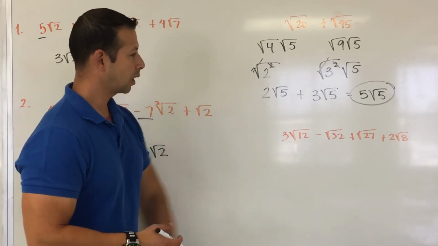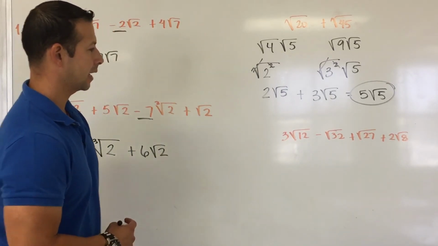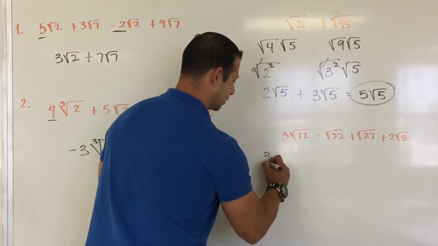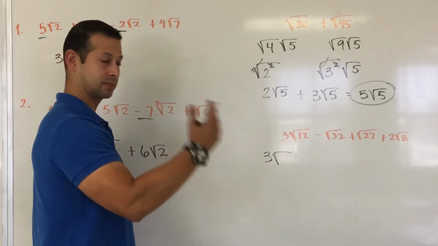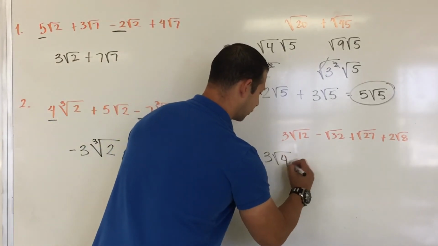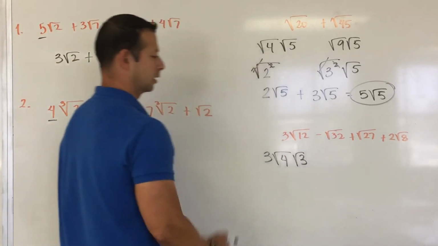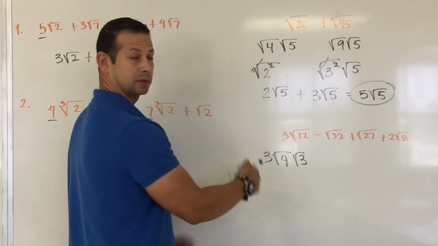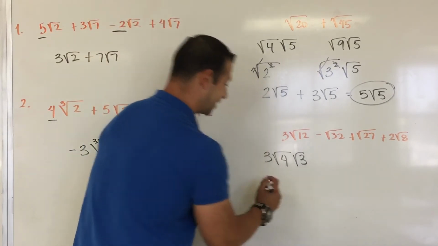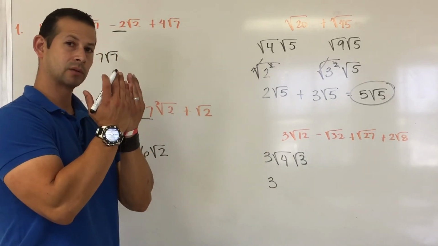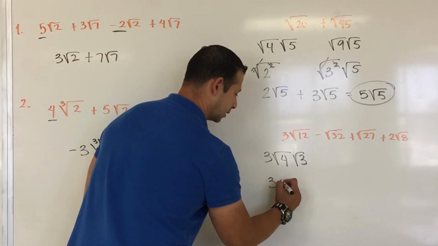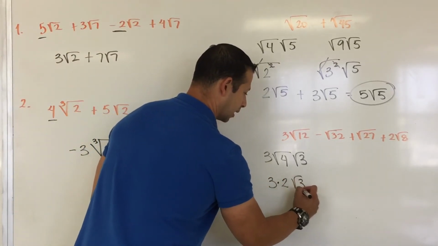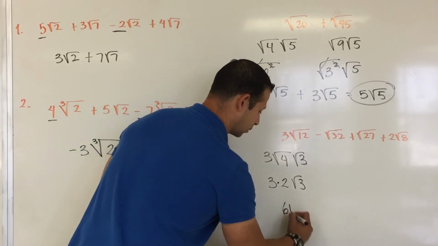Okay, going on to the last one, same thing. Now the square root of 12, I want to go ahead and simplify that out. Well, that's going to give me 3 times the square root of 12, and I can break 12 down into 4 times 3. So square root of 4 times the square root of 3. All right, what is the square root of 4? It's 2. Because it's right next to the radical, you're going to multiply. So 3 times 2 gives me 6 radical 3.